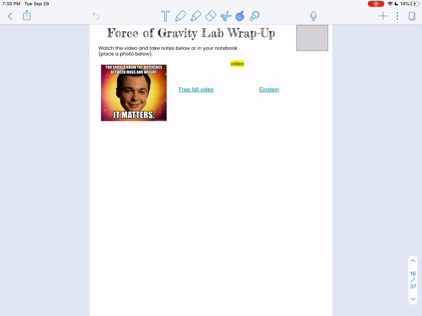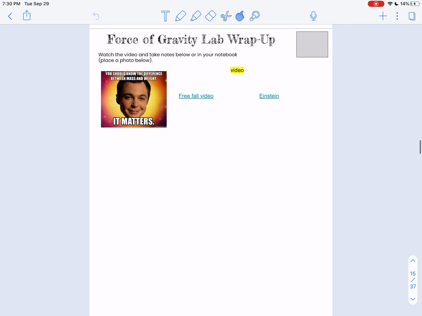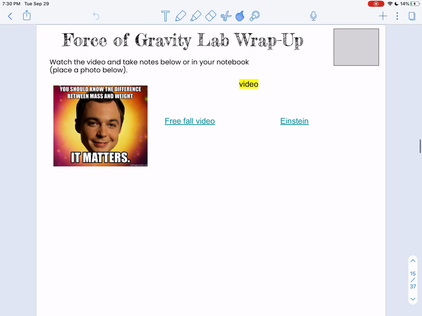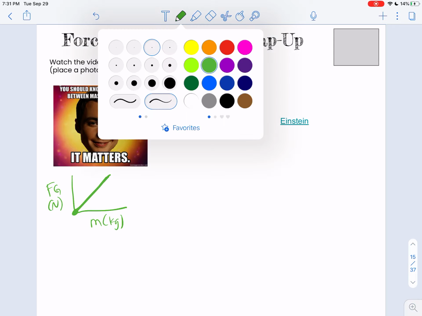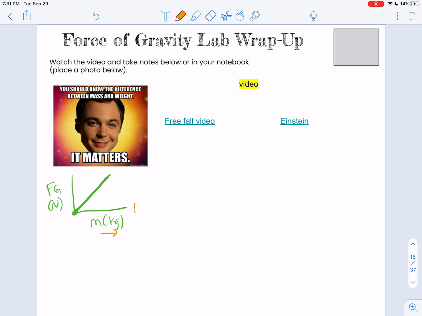All right, so the first part is, you're going to have your lab, and you should have had FG up here and mass in kilograms here. You get a nice line. The data is usually pretty clean. And then here I can see as the mass increases, the force of gravity increases also.